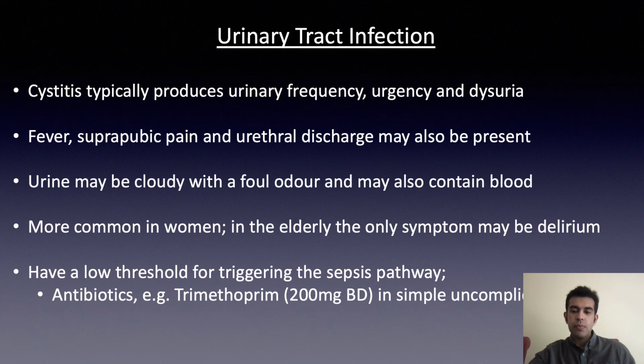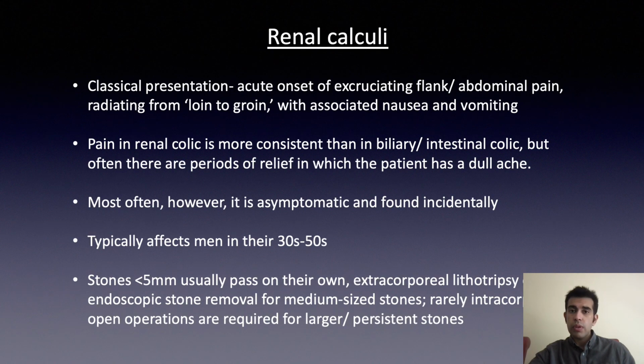Having a look at renal calculi or stones, as we know, the classical presentation is the acute onset of very bad pain coming from the flank abdominal area, which is radiating into the groin, that typical loin to groin pattern that we all know about, and may have some nausea and some vomiting. Of course, this is your classical presentation and won't always appear like that, but it's worth keeping in mind.